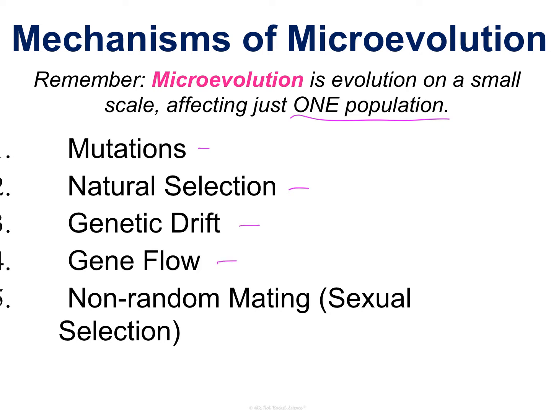Gene flow is another mechanism of microevolution, and then non-random mating, or what we would call sexual selection, where mates are actually not picked at random. There's some sort of sexual selective process that goes along with finding your mate. And these mechanisms, there's 5 mechanisms that we're going to talk about in microevolution, are happening to one population. So, like all of the bunnies in the field kind of thing.